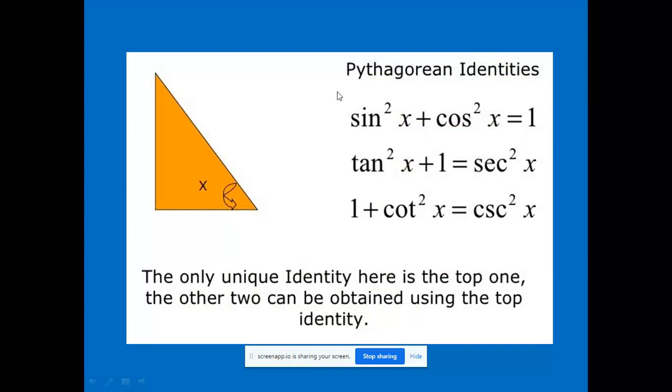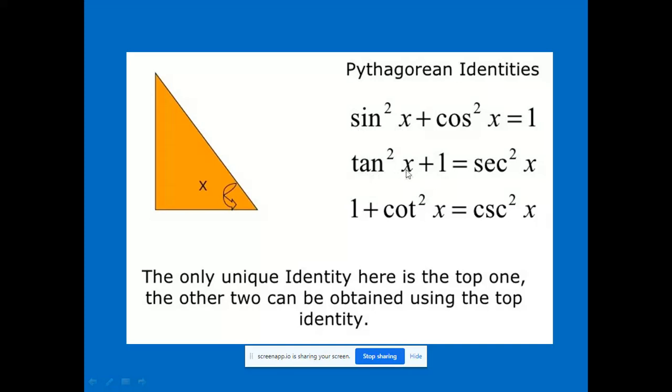So if you look at all three at a time, here taking x, the three trigonometric identities are sin square x plus cos square x is equal to 1. Tan square x plus 1 is equal to secant square x. 1 plus cot square x is equal to cosecant square x. The only unique identity here is the top one. The other two can be obtained using the top identity.